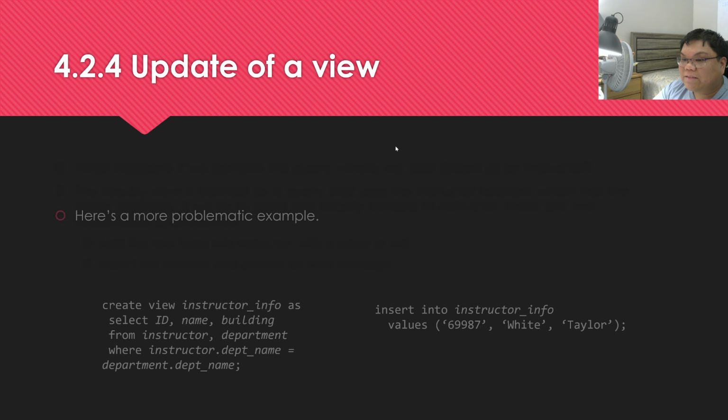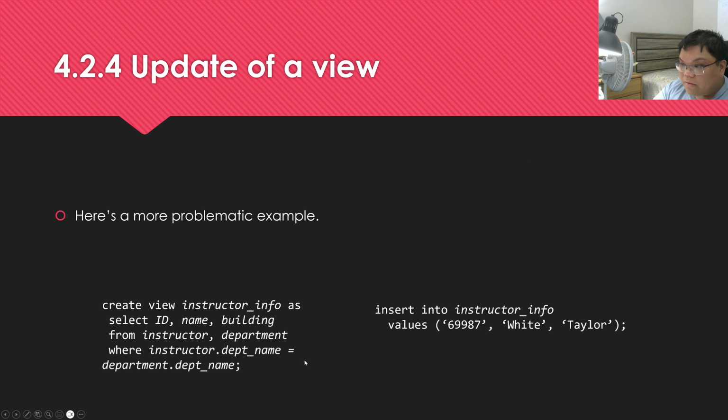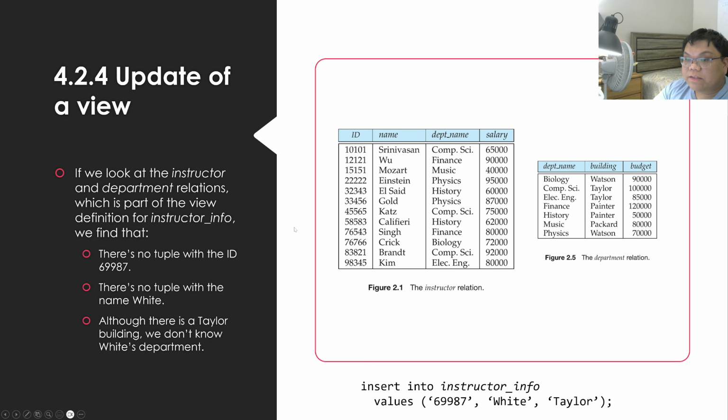But here's a more problematic example. So, instructor info is a view defined using two tables. If you look at those two relations, which are part of the definition of instructor info, we find we have no tuple with the ID 69987. We don't have a tuple with the name White. And although there is a Taylor building, we don't know what White's department is.